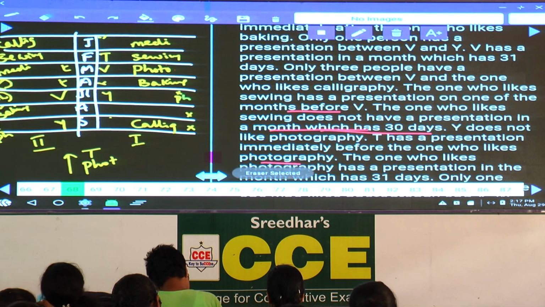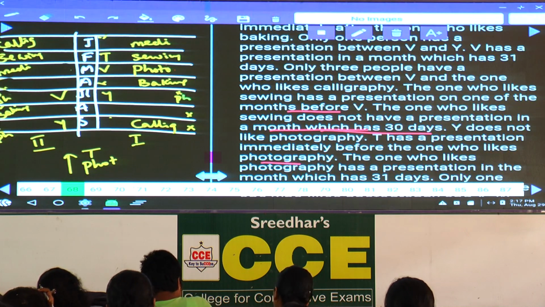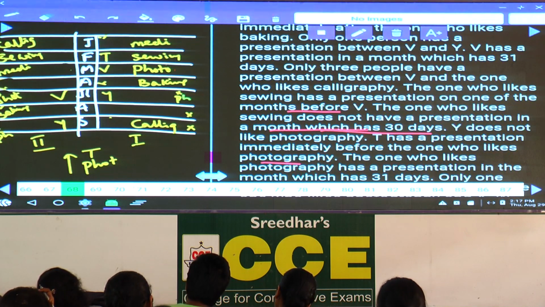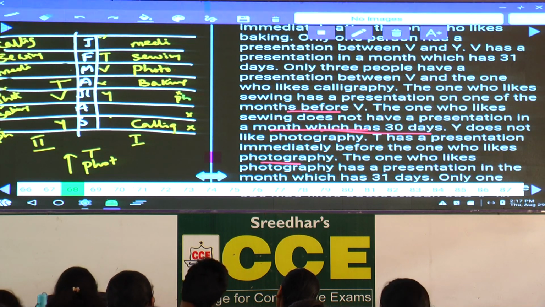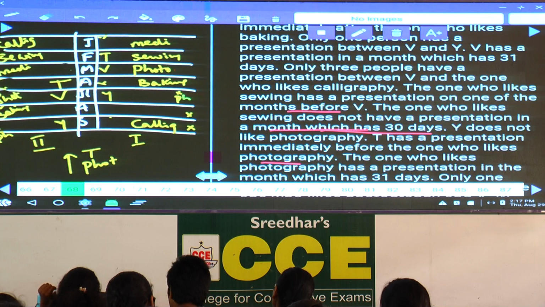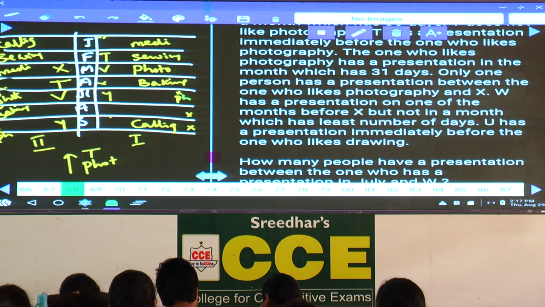Now, out of this, April is not possible for photography. And the one who likes photography must be in the month of July only, isn't it? Now, this is photography. And if it is photography, then T must be immediately before the one who likes photography. Clear now? Photography and T. And next one, the one who likes photography has a presentation in a month which has 31 days. Only one person has a presentation between photography and X. Now between photography and X, there must be exactly one person, hence X must be here.